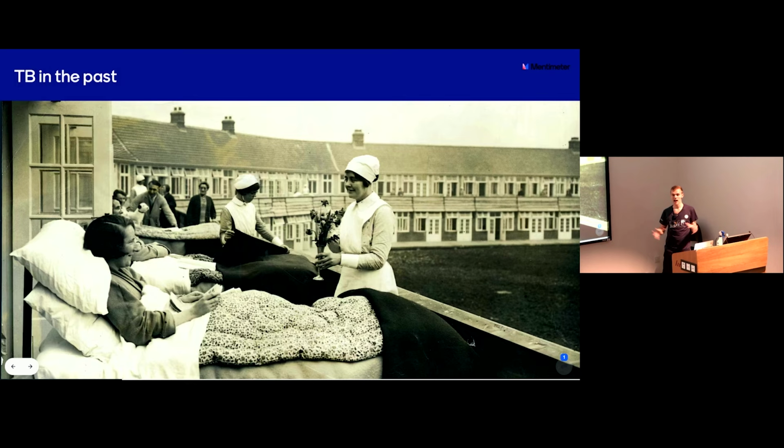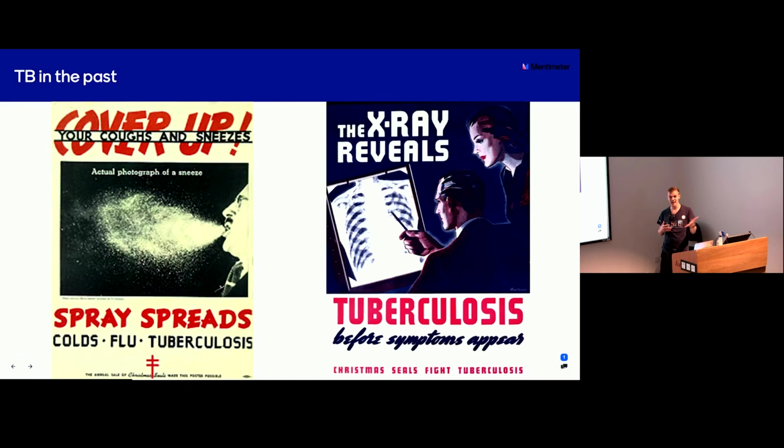One of the main things that people did to try and stop the spread of TB was very similar to what we saw at the start of the COVID pandemic. So you were asked to cover your coughs and sneezes to stop the spread of the bacteria. And then you're also told to get tested, get an x-ray of your lungs so that you could see if you had TB in your lungs.